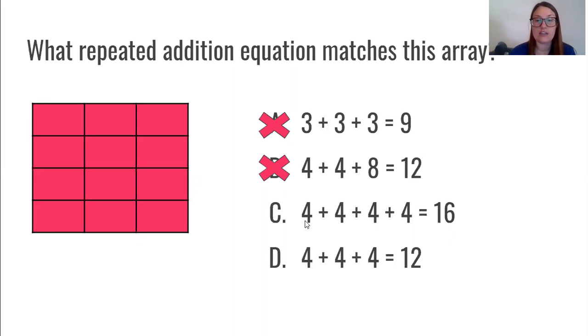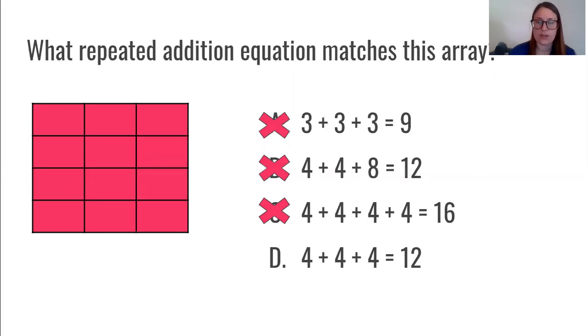So let's move on to C. 4 plus 4 plus 4 plus 4 equals 16. Okay, well, I remember before that there were 4 squares in each column. So let's see how many columns there are. 1, 2, 3. Uh-oh. How many columns are there? 3. This array looks like it's for 4 columns. So that also can't be right. So letter D should be correct.